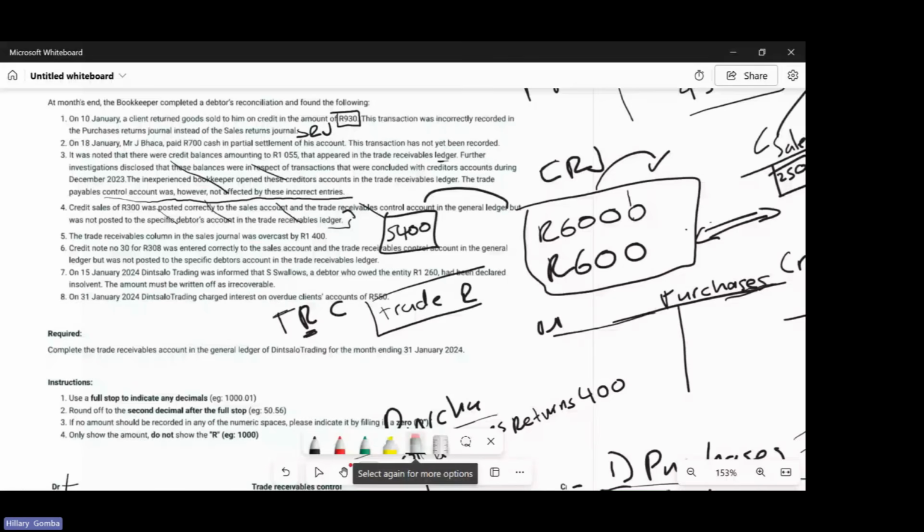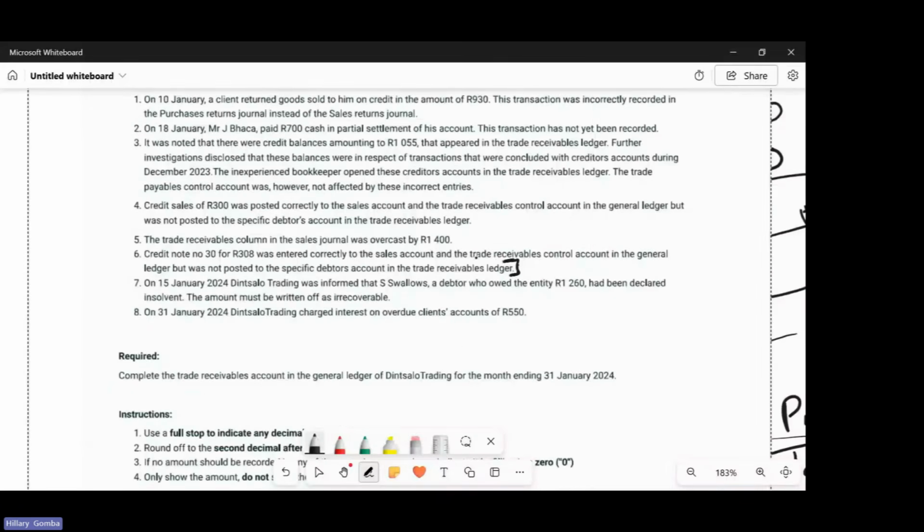Okay, perfect. All right. So we can proceed to number 6. Number 6 says the credit note 30 for 308 was entered correctly to the sales account and the trade receivables control account in the general ledger, but was not posted to the specific debtor's account in the trade receivables ledger. This does not affect us because they told us that the trade receivables column was recorded correctly. So again, number 6, you ignore it. It's not part of what we are dealing with. But if we were dealing with ledgers, then yes, it would affect.